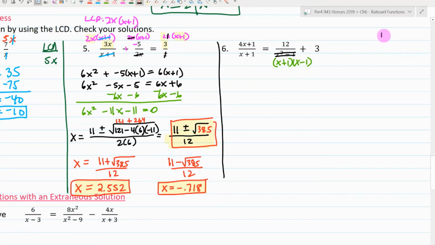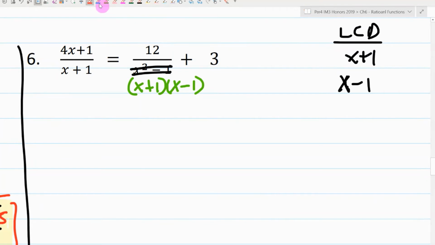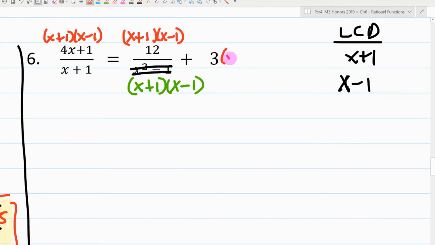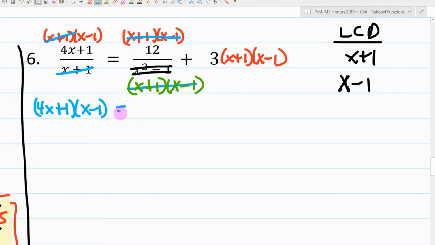And so my LCD is x plus 1, x minus 1. So I'm going to multiply the top, again, of everything by x plus 1, x minus 1. Now, this is going to be a little bit harder. So this is going to cancel with this. And so I'm left with 4x plus 1 times x minus 1. Here, these are both going to cancel. So I'm going to have a 12. And here, nothing's going to cancel. So it's 3 times this. We already know what that multiplies to. It's x squared minus 1. So I'm going to go ahead and bring that down.